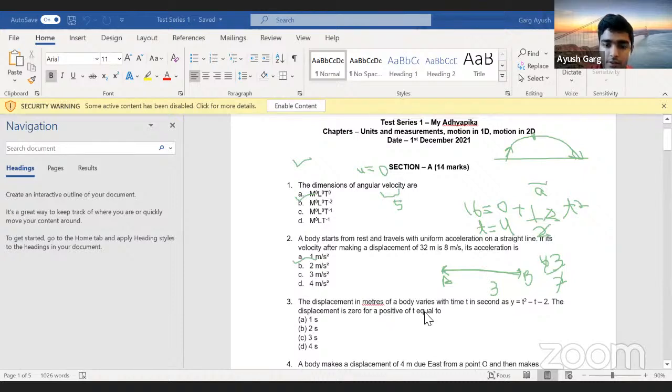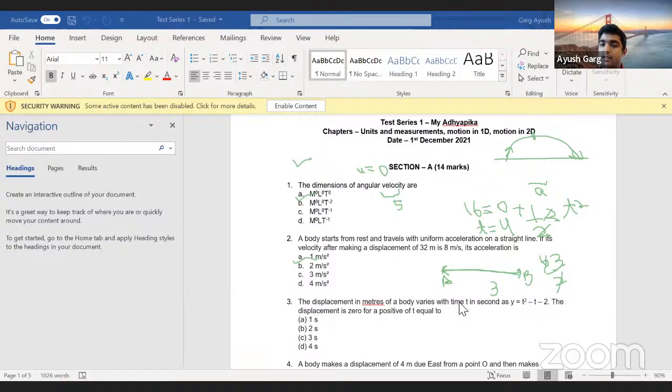Here is the case. The displacement in meters of the body varies with time t like this, right? And then they ask, displacement is 0 for what time? So when you had to find out displacement equal to 0, all you had to do was equate this to 0 and then find out t corresponding to that.